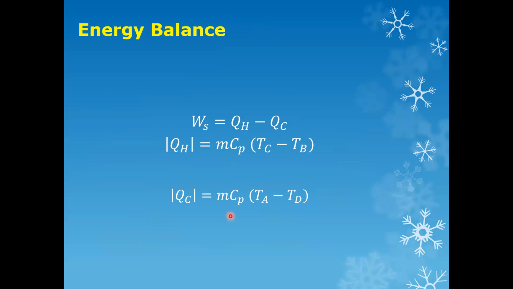For the energy balance, we can simply equate Q, the difference between the heat, to our net work. Then, if we assume an ideal gas, we can use the definition of MCp delta T to calculate QH and QC.